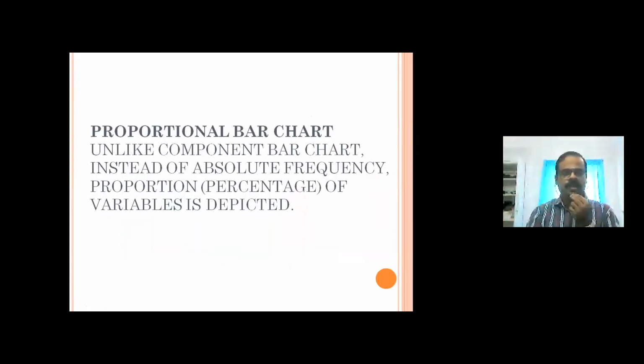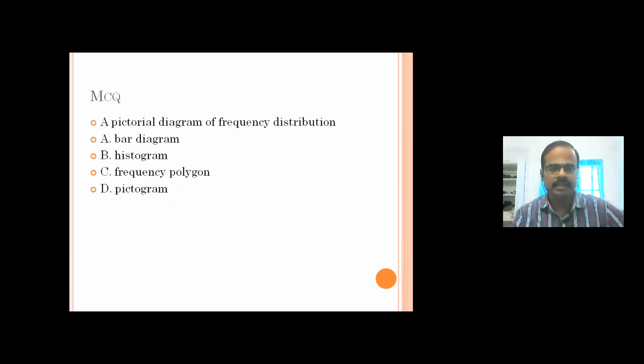And for the same component bar chart, if instead of presenting frequency you want to present it in terms of proportion, it becomes a proportion bar chart. There are four types of bar chart: simple bar chart, multiple bar chart, component bar chart, and proportion bar chart. And this is the MCQ which I want to ask you.